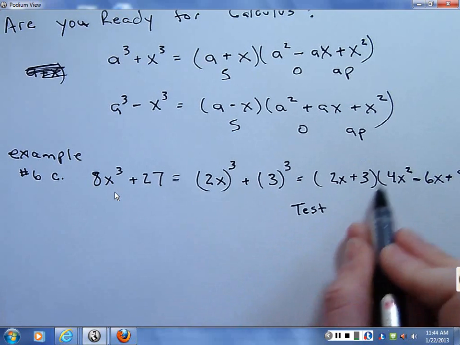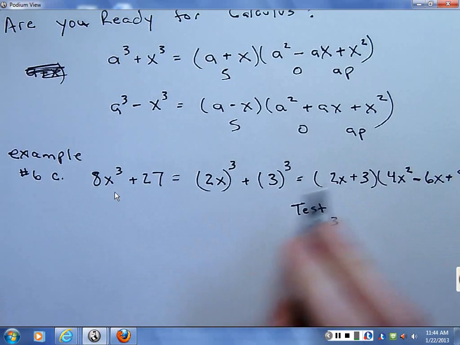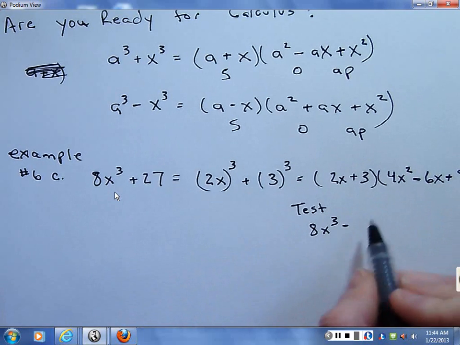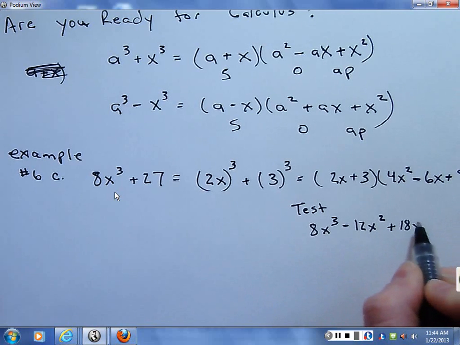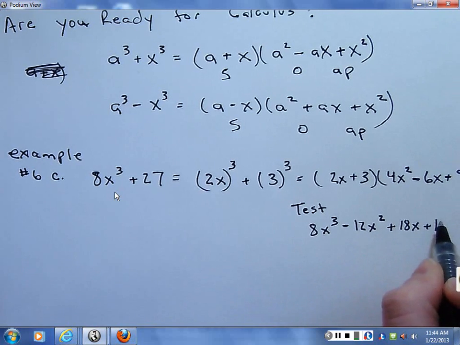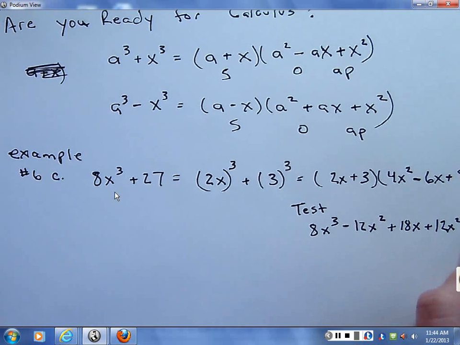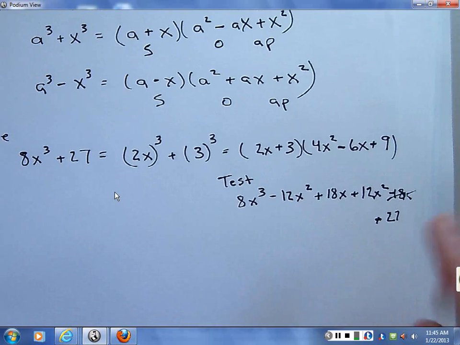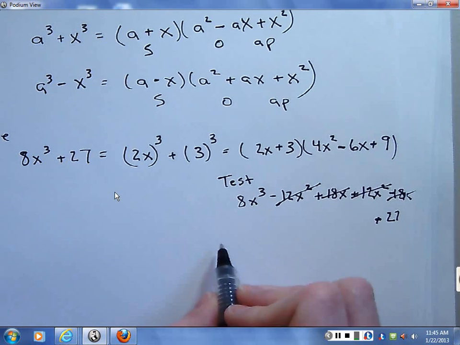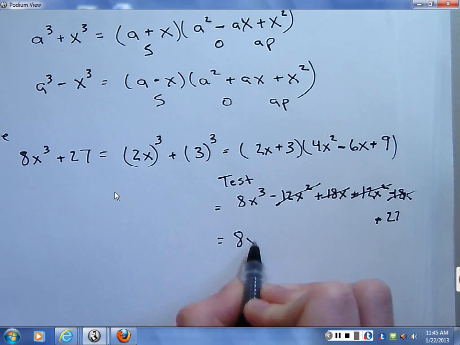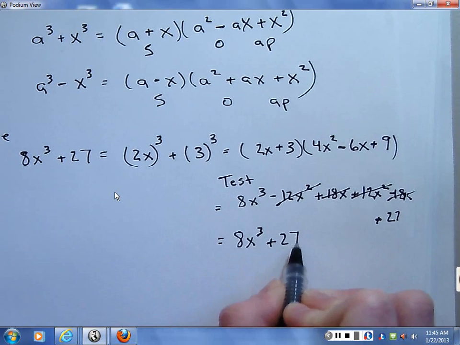And if you see, I get 8x cubed, which is my first term. Then I get minus 12x squared plus 18x plus 12x squared minus 18x plus 27. So the minus 18x, sorry, I'm kind of running out of paper here. Minus 18x and the plus 18x cancel. The minus 12x squared and the plus 12x squared cancel, and you're left with 8x cubed plus 27, which is exactly what you started with.